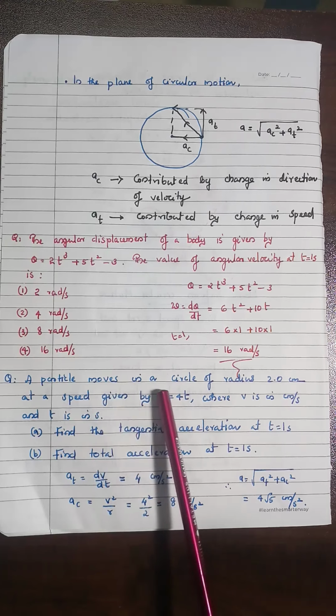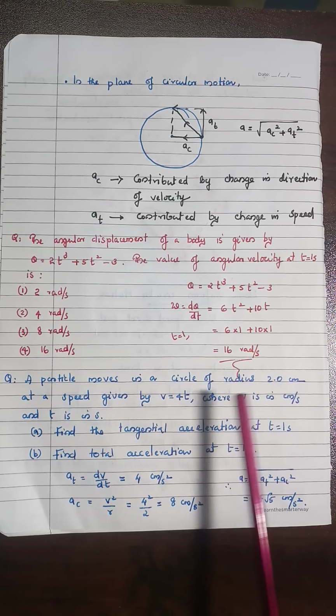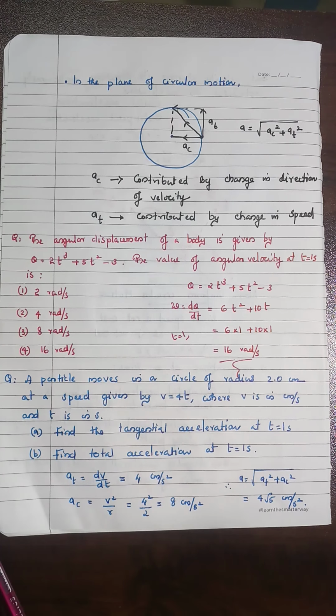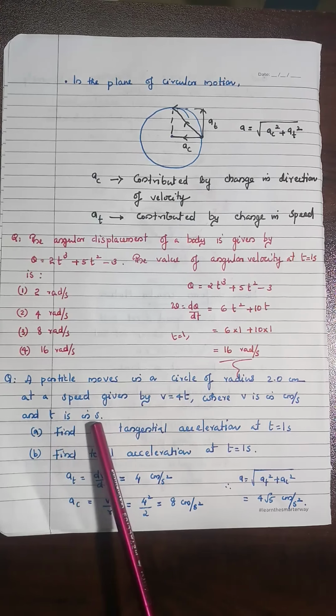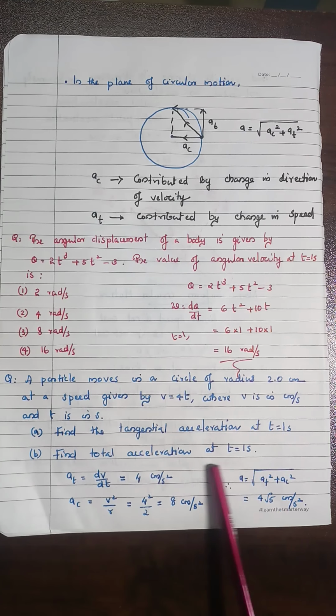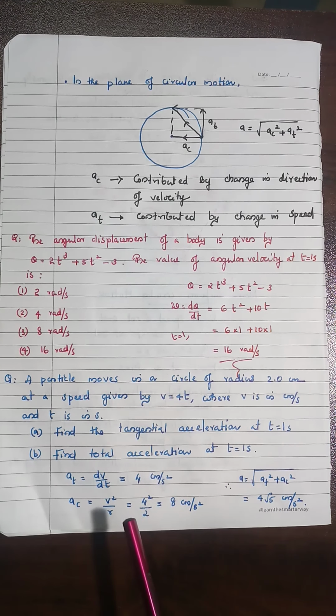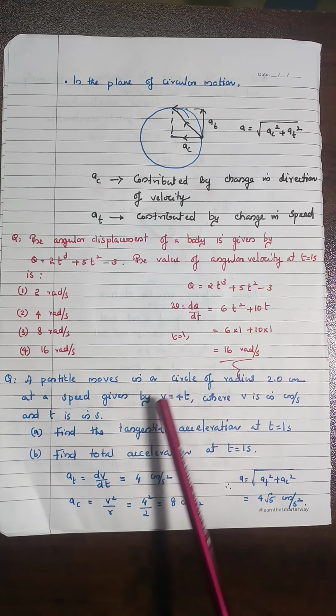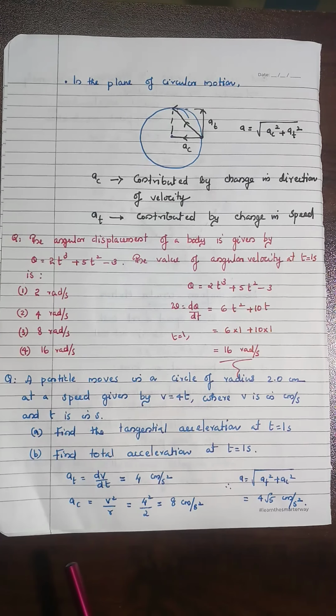A particle moves in a circle of radius 2 cm at a speed given by v equal to 40t, where v is in centimeter per second and t is in second. We have to find the tangential acceleration and the total acceleration at t equal to 1 second. You must thoroughly know the concept behind this relation. We already said the tangential acceleration is because of the change in speed, and there it is dv by dt. So you just differentiate one time, and you get the value as 4.